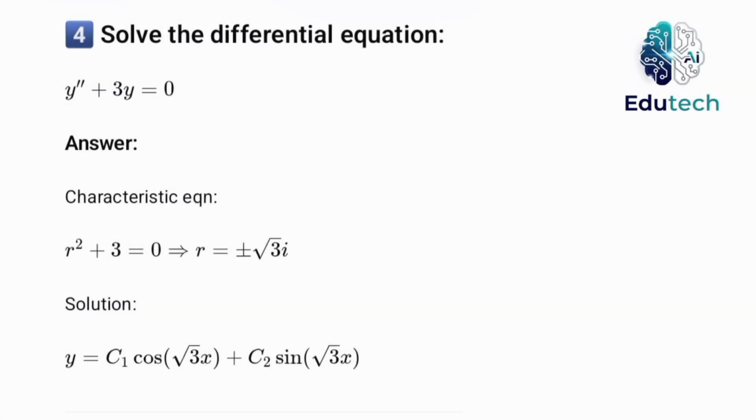Differential equation y double dash plus 3y is equal to 0. The characteristic equation is r square plus 3 is equal to 0. Then r is equal to plus or minus root 3 i. Then the solution is y is equal to c1 cos root 3x plus c2 sin root 3x.